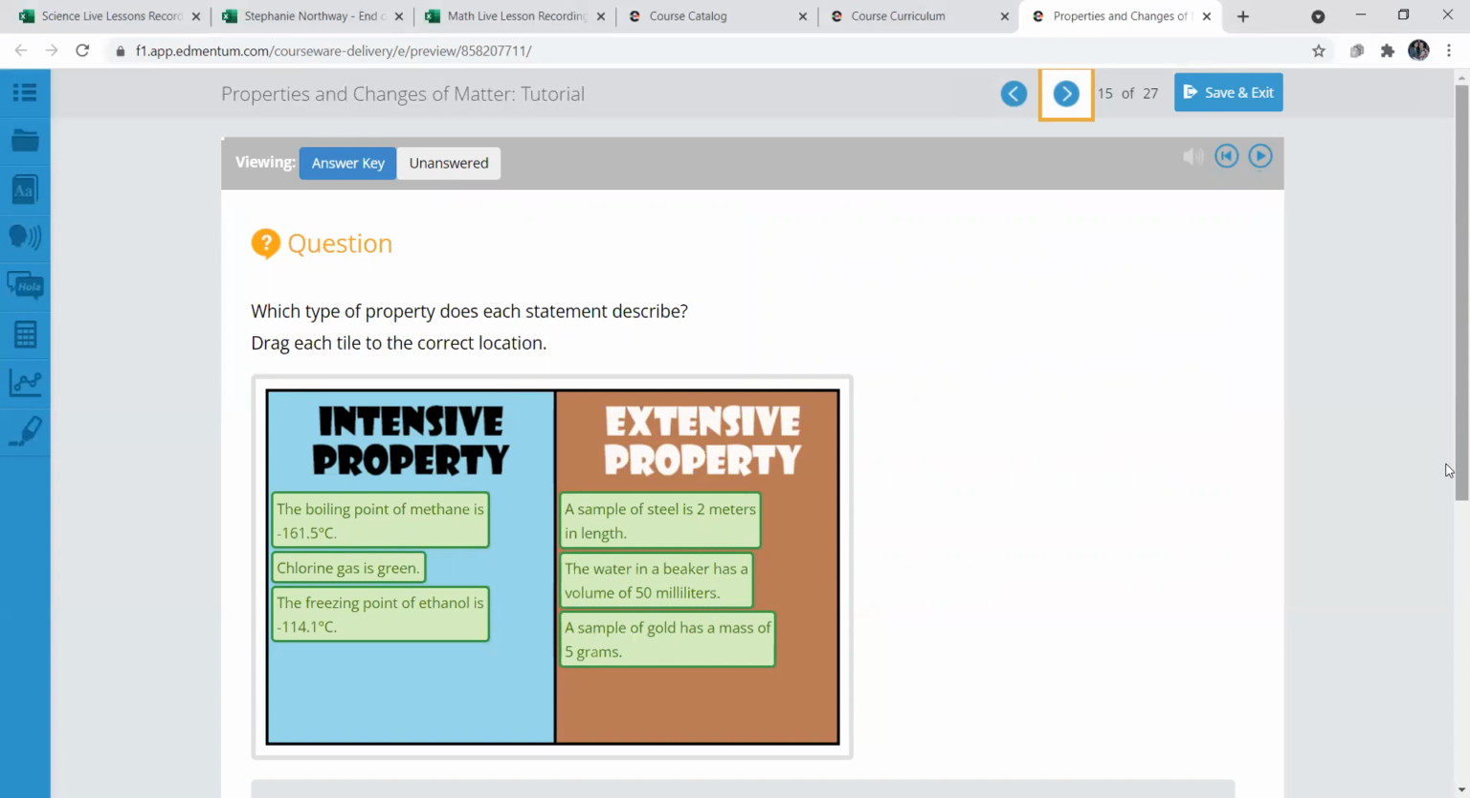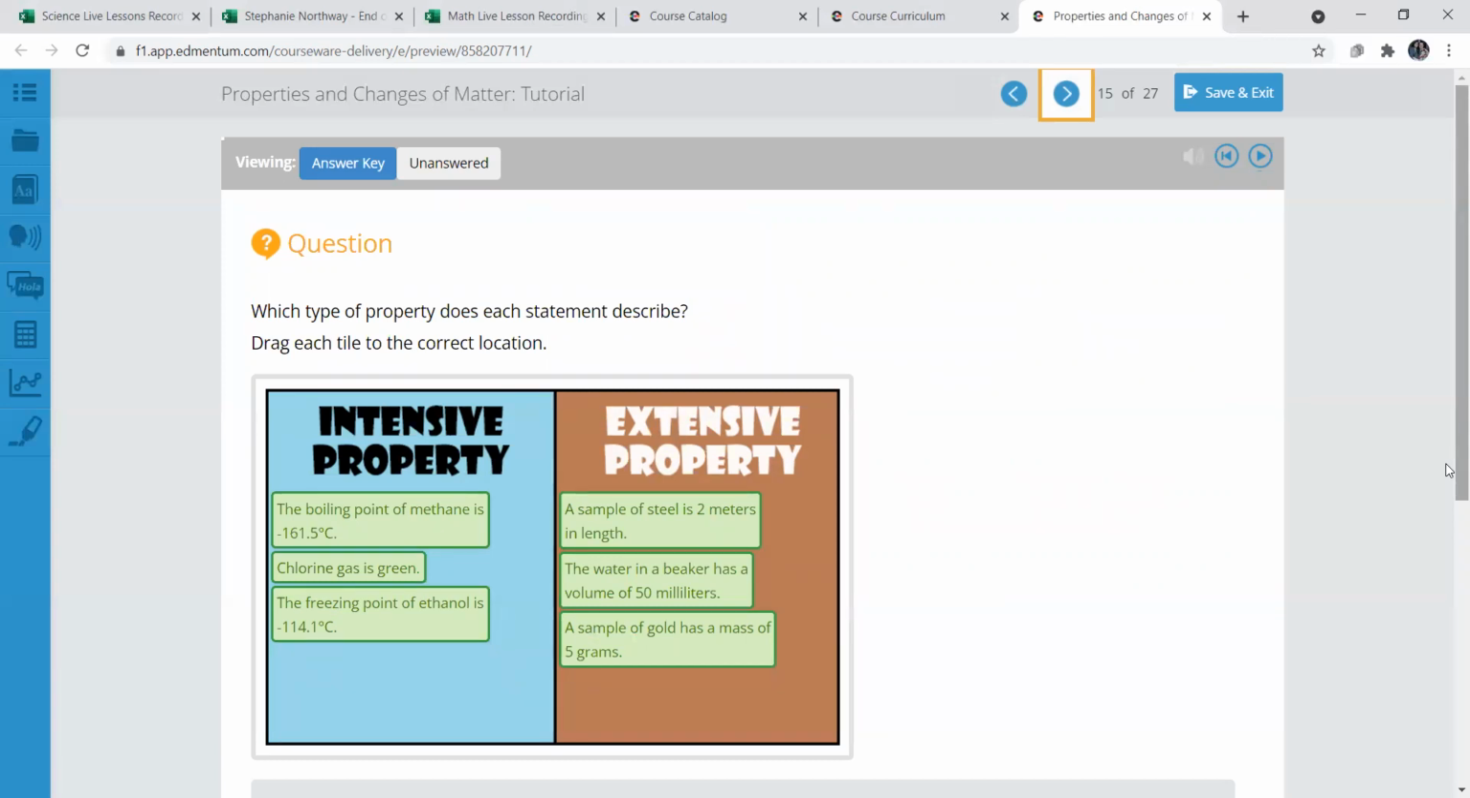It's not going to change. Chlorine gas is green. The color likely would not change on chlorine gas. And the freezing point of ethanol is negative 114.1 degrees Celsius. Again, that's not going to change.